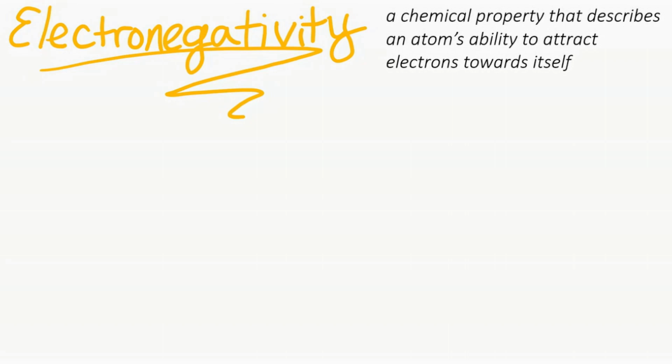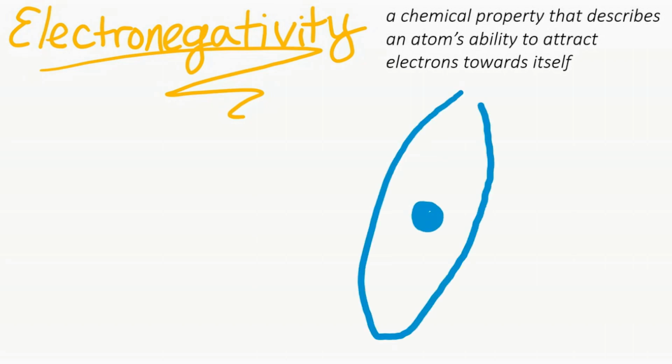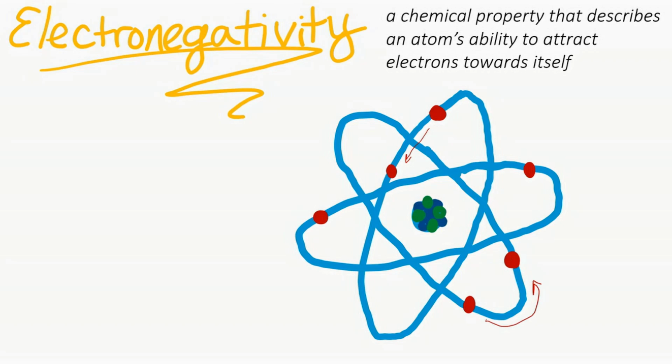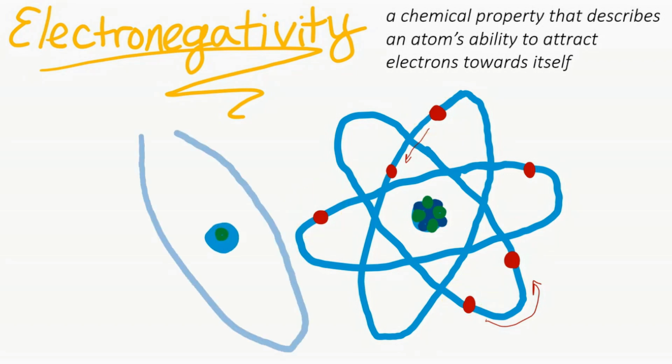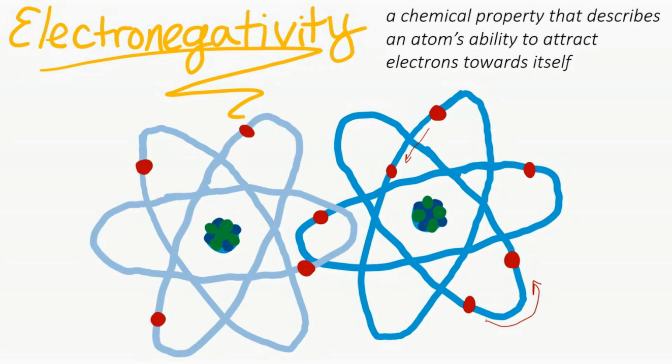But what does this exactly mean? To answer this, let's revisit our friend atom. Now, orbiting atoms are electrons, right? Which I've colored in red. Well, when two atoms become very close to one another, they begin to associate with each other, and their electrons basically become shared between the two atoms. Now, when this happens, which atom do you think will hold onto those electrons more tightly?